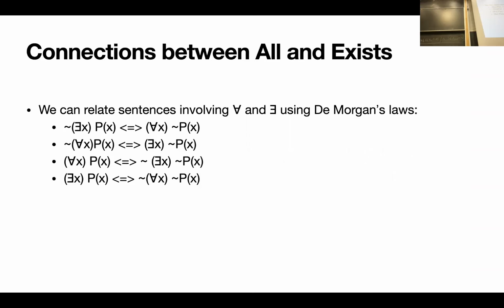For all x p of x, again, we can also add a negation at the beginning and flip the operator to exists, and then we also have to negate the p to get the same exact meaning. And same for exists of x p of x. We negate at the beginning the whole sentence, flip the operator to for all, and then negate p of x. And these are all equivalent.